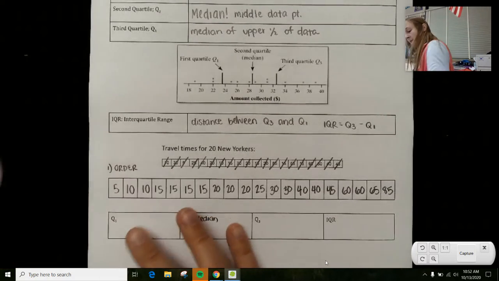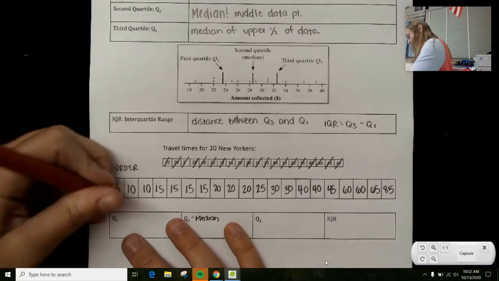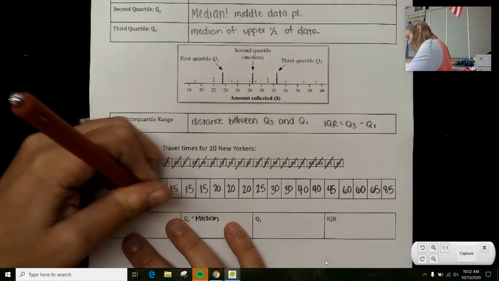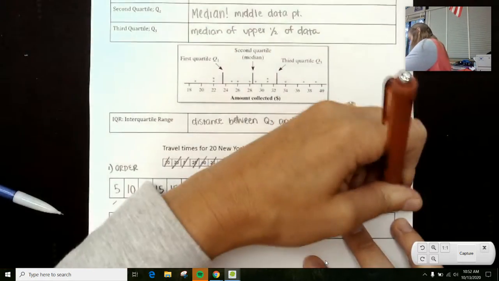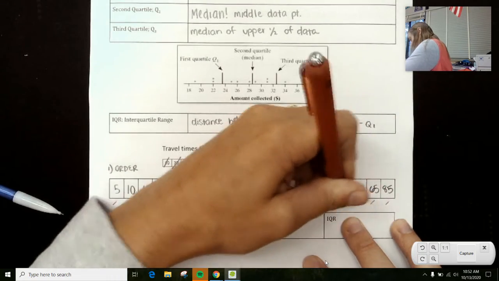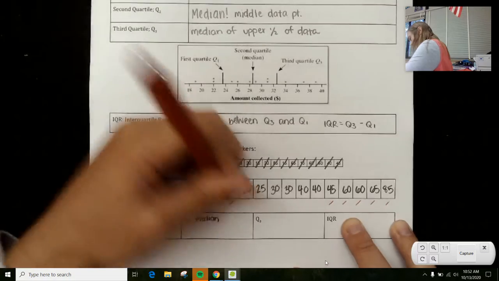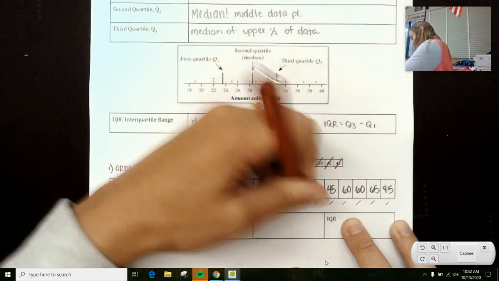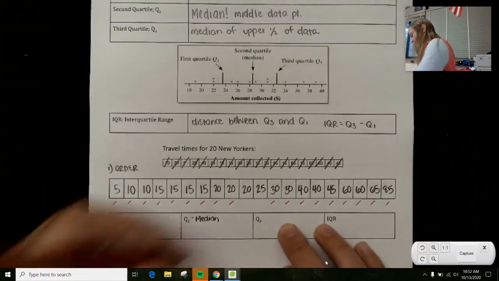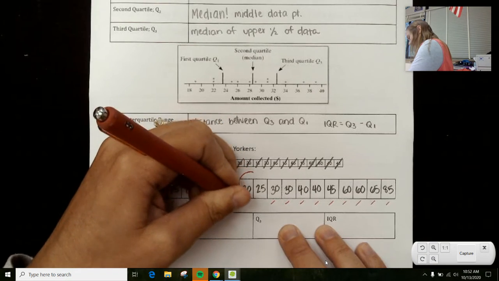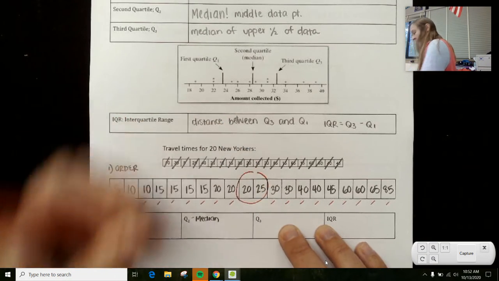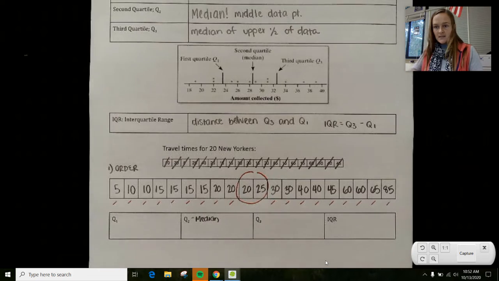So if I cross off, I have 1, 2, 3, 4, 5 on the left, 1, 2, 3, 4, 5 on the right. 1, 2, 3, 4 on the left, 1, 2, 3, 4 on the right. And now I'm narrowing it down to these two values. That's where my median is going to be, or my Q2.